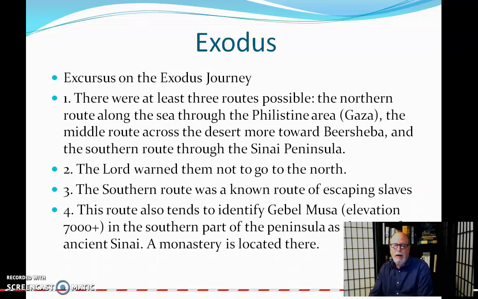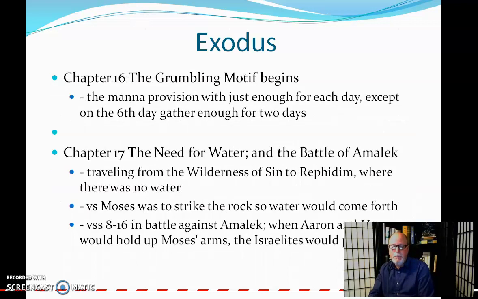Here's some information about the Exodus journey, three possible routes, the northern, the middle route, and the southern route. The Lord told him not to use the northern route. The southern route was known as a route for escaping slaves, and tends to identify the Jebel Musa as perhaps the area where, in fact, Sinai actually is. A monastery is located there even to this day.